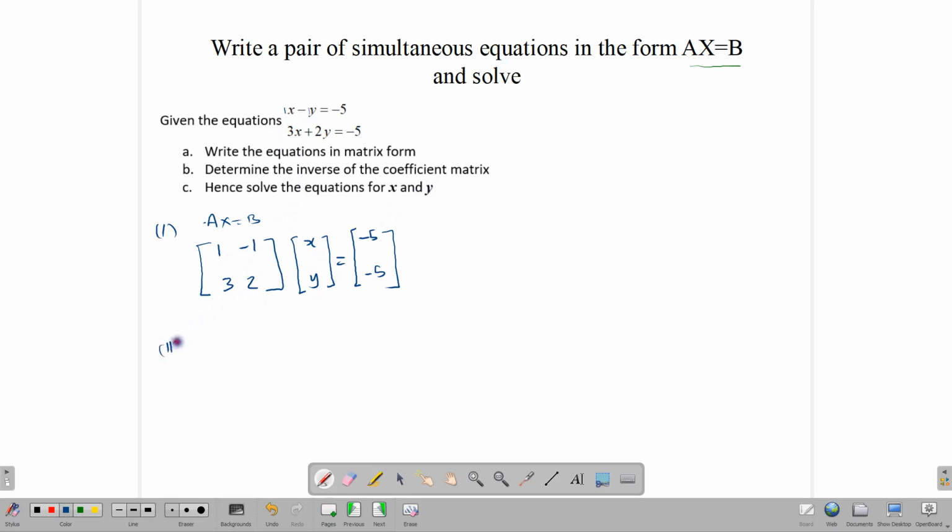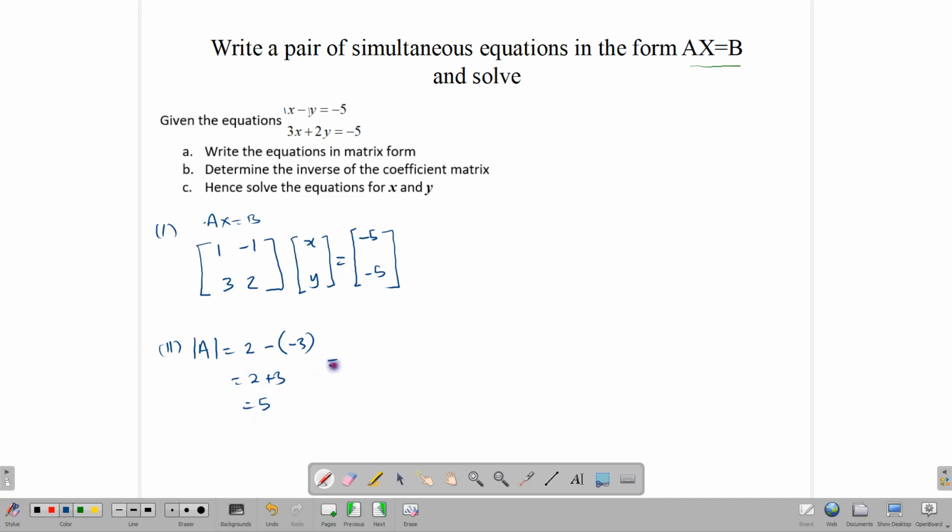So we can find the inverse of this matrix A. And to find that inverse, remember what we need to do first is to find the determinant. So the determinant of A gives 2 times 1, which is 2, minus 3 times negative 1, which is negative 3. So we end up with 2 times 1, 2, minus 3 times negative 1. That gives us 2 plus 3. And so our answer here is 5.